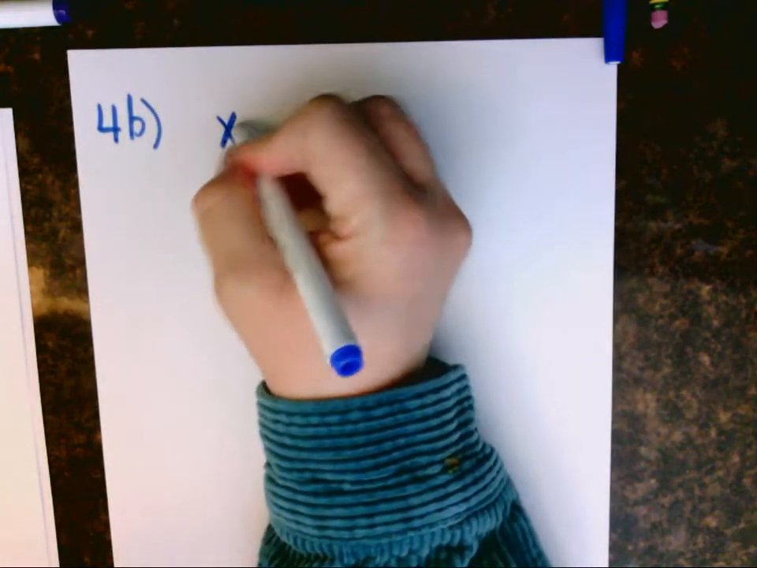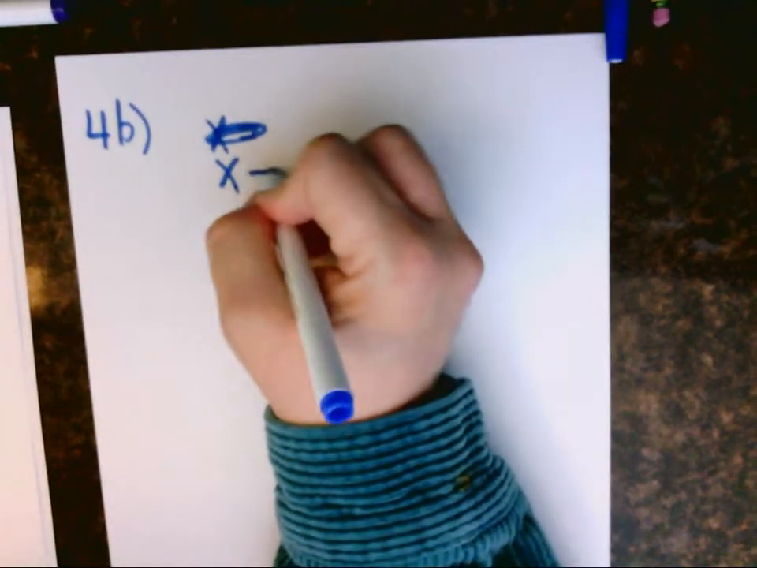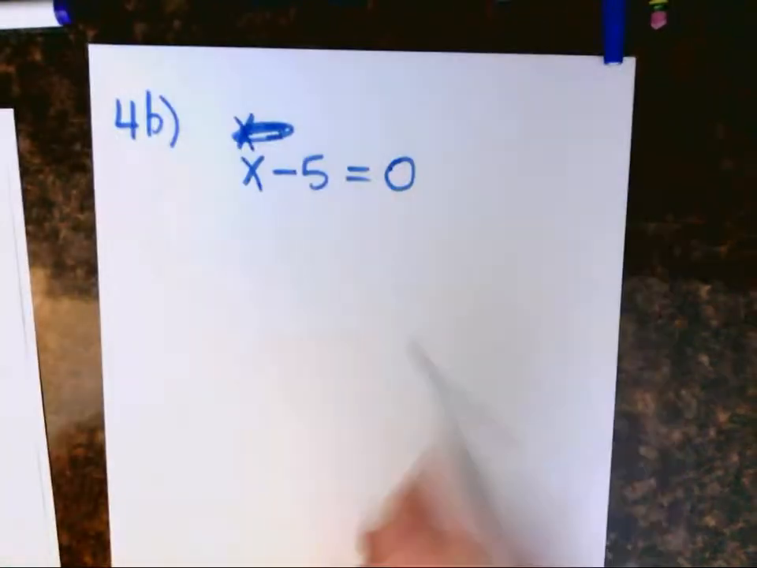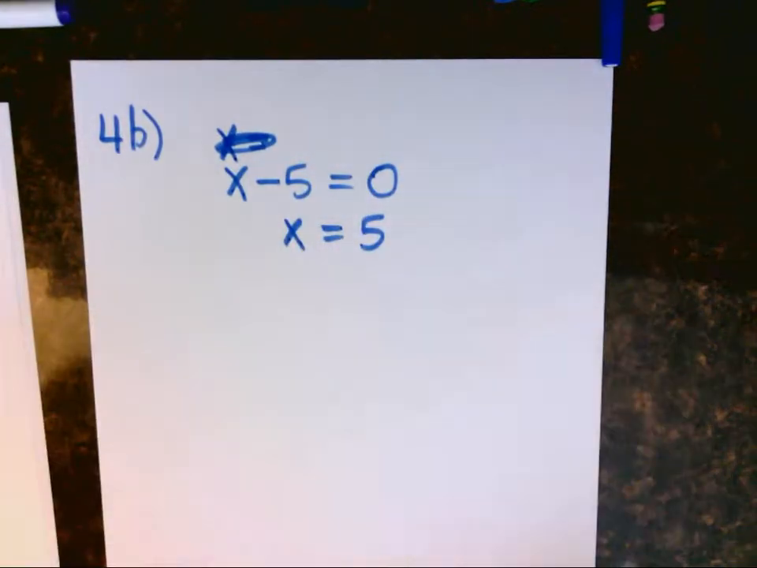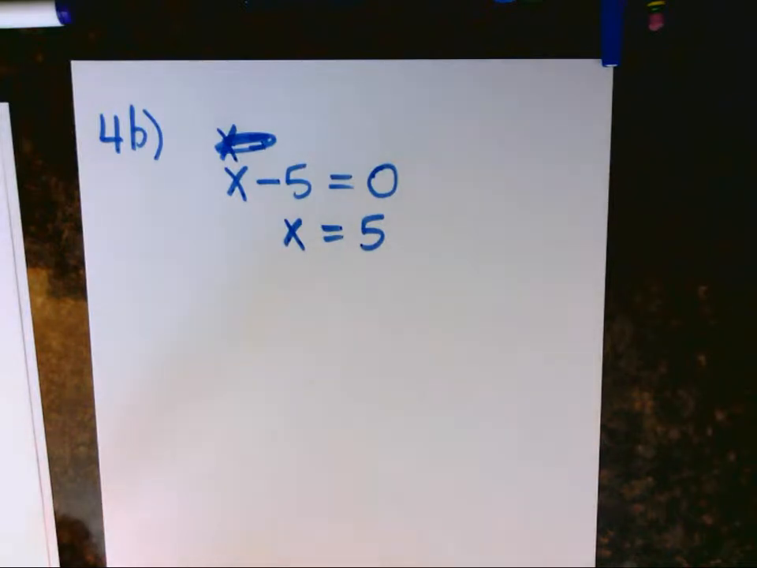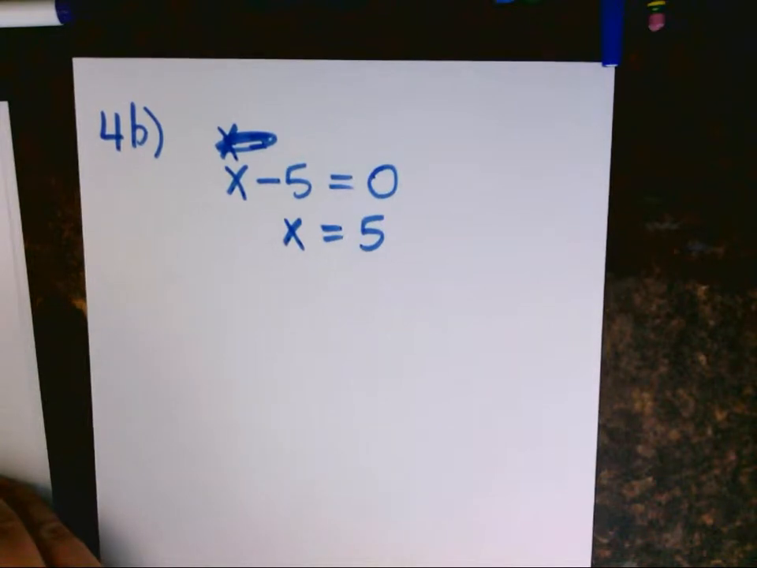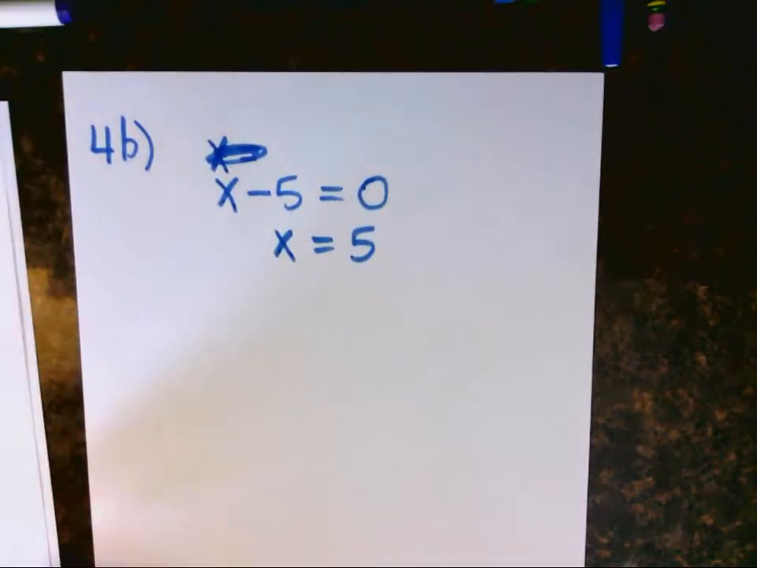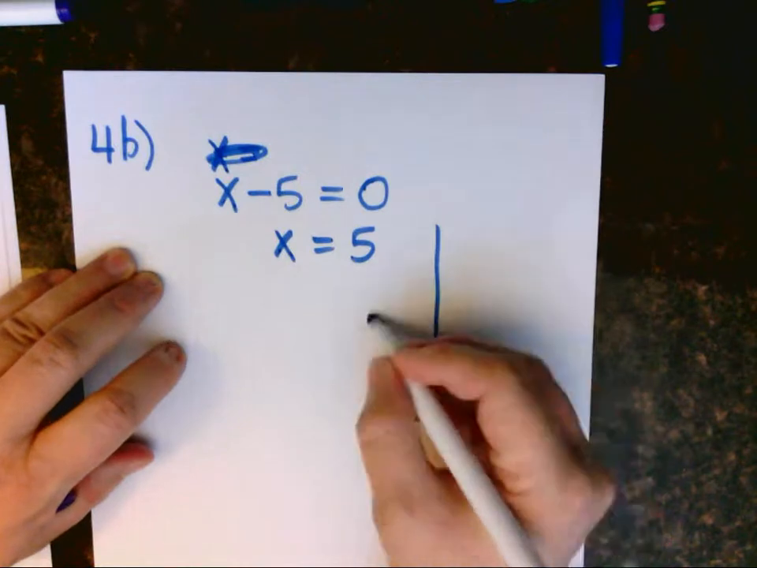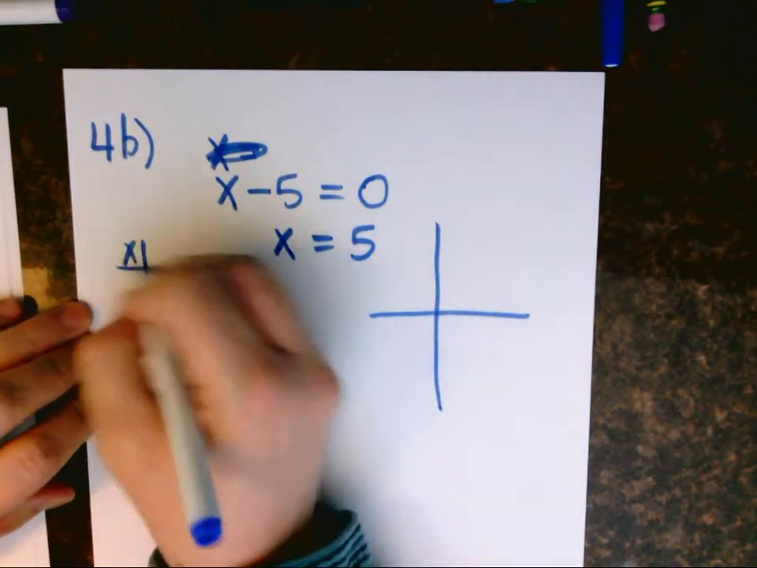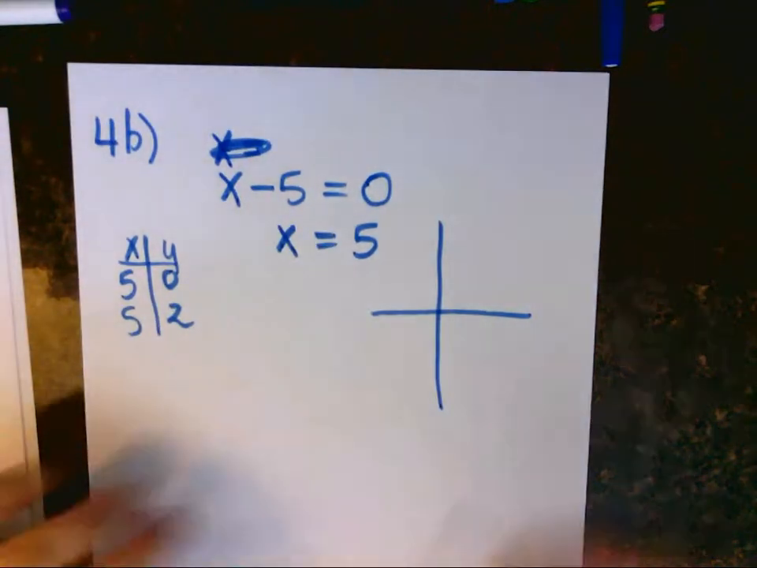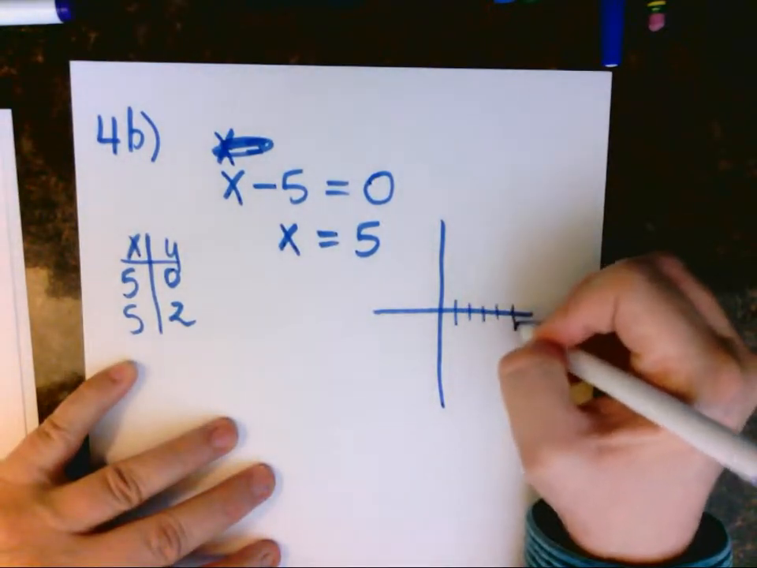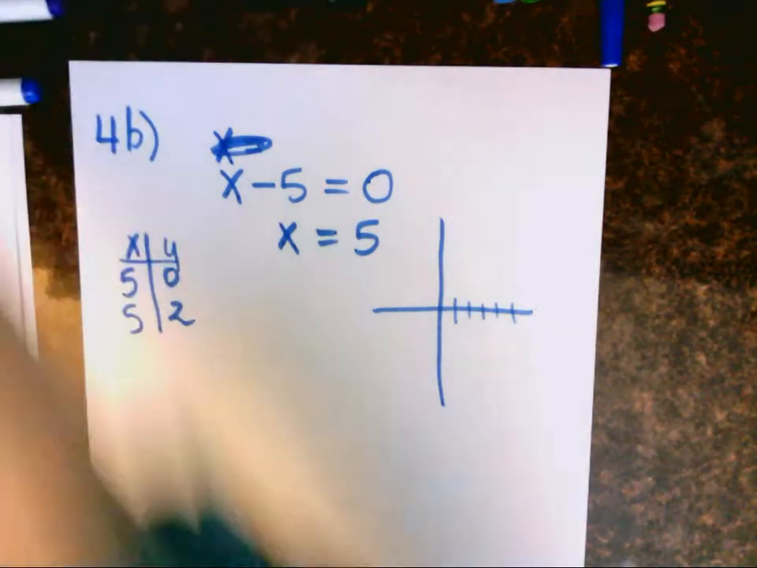And it says x minus 5 equals 0. Okay, and I would like to put the 5 on the other side and say this is the same as x equals 5. Okay, where does x equal 5? This is almost exactly what we just did, isn't it? X and y. X is 5, y can be anything. So we go over here 5, and the vertical line will be at x equals 5.